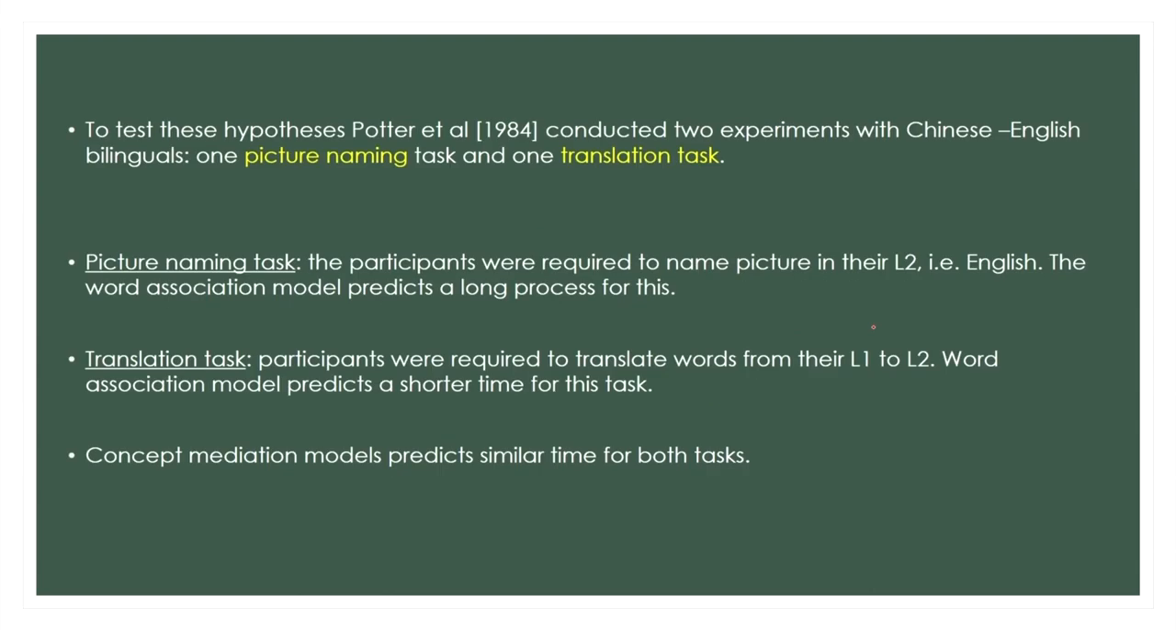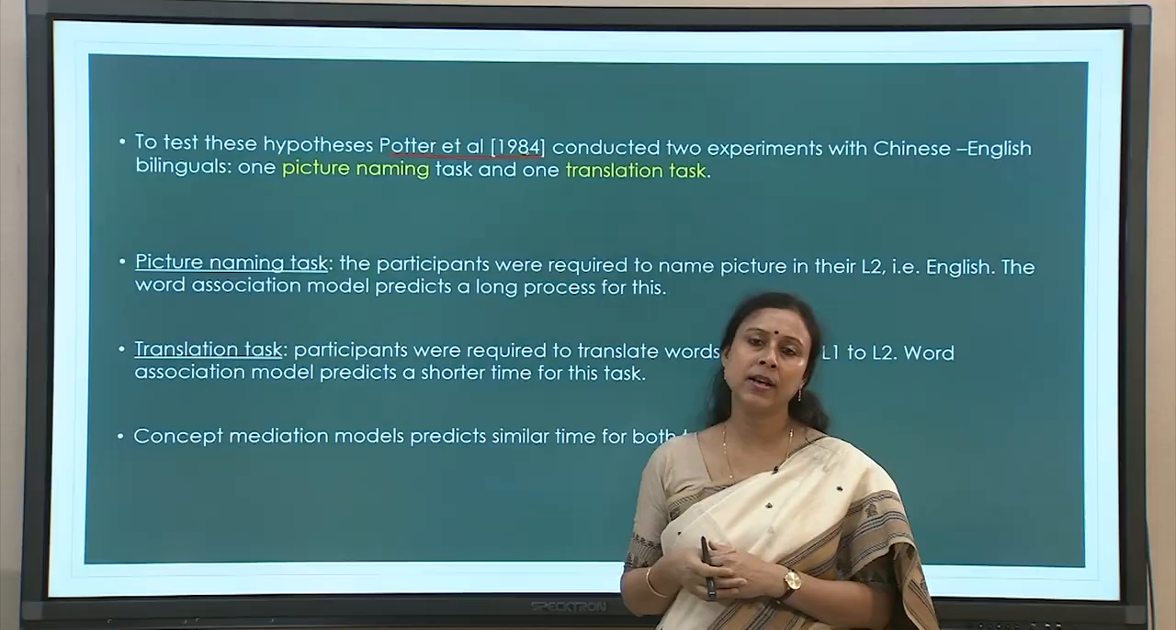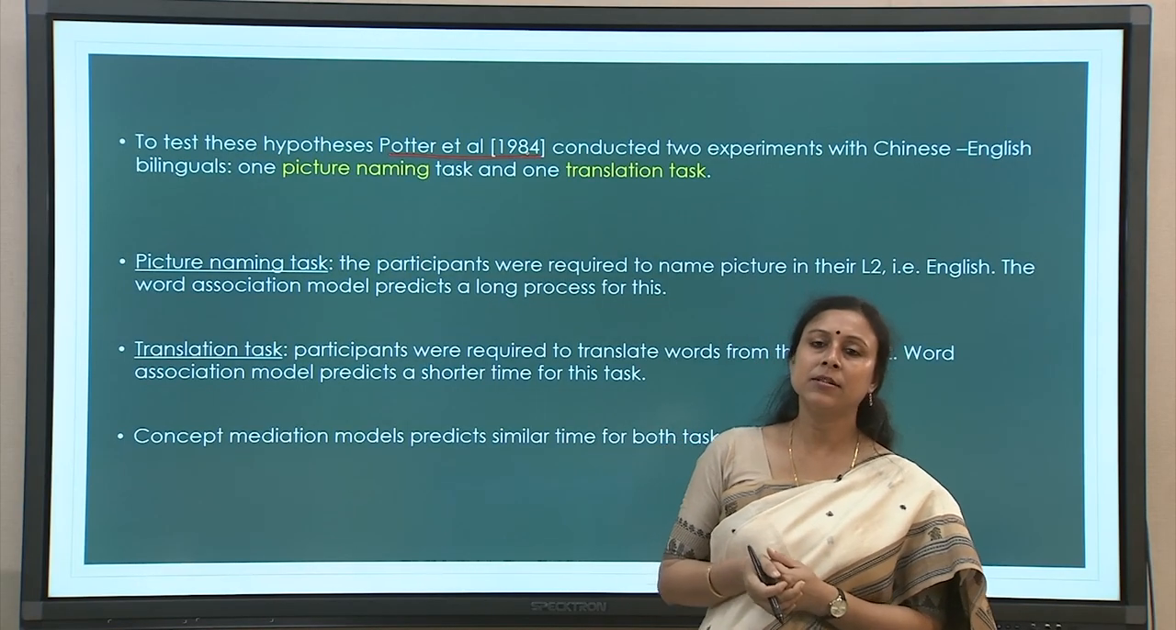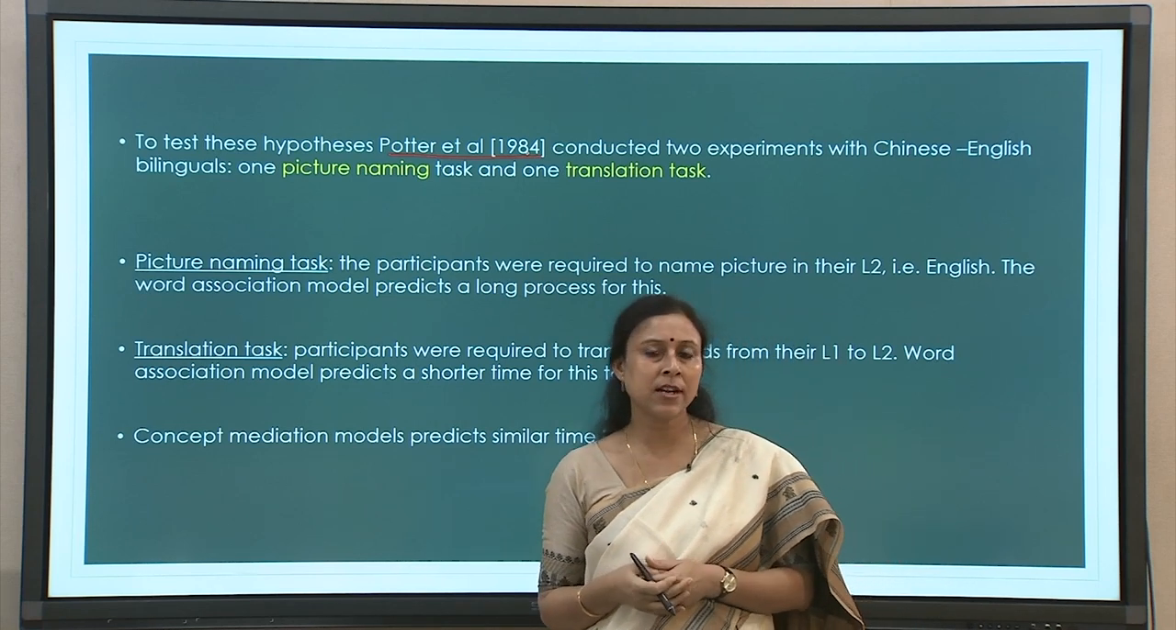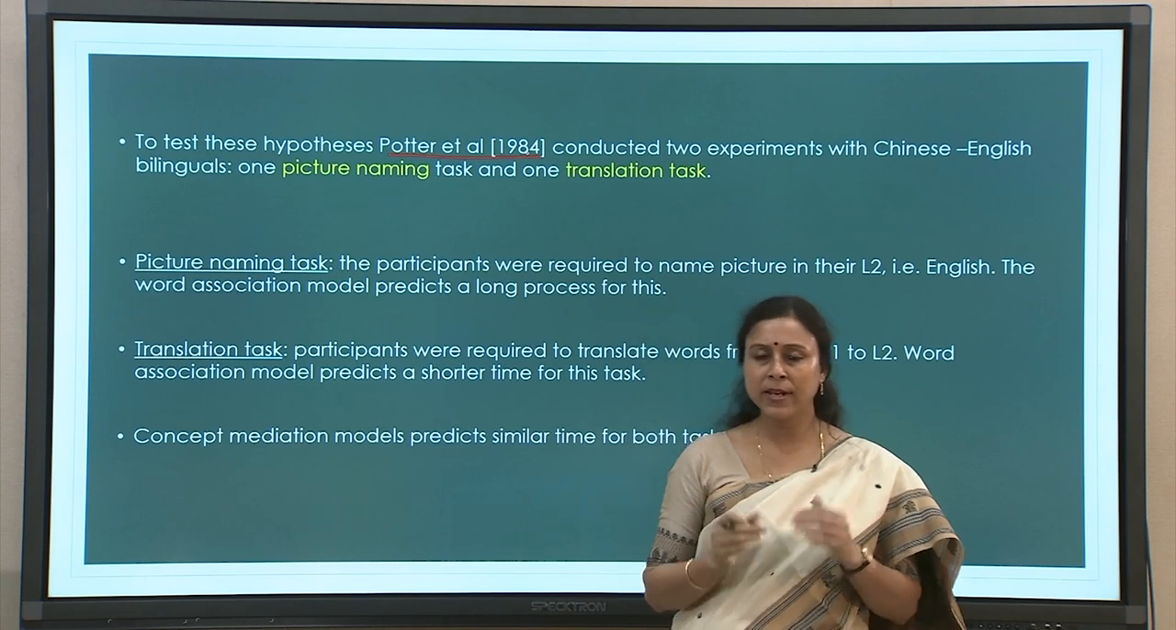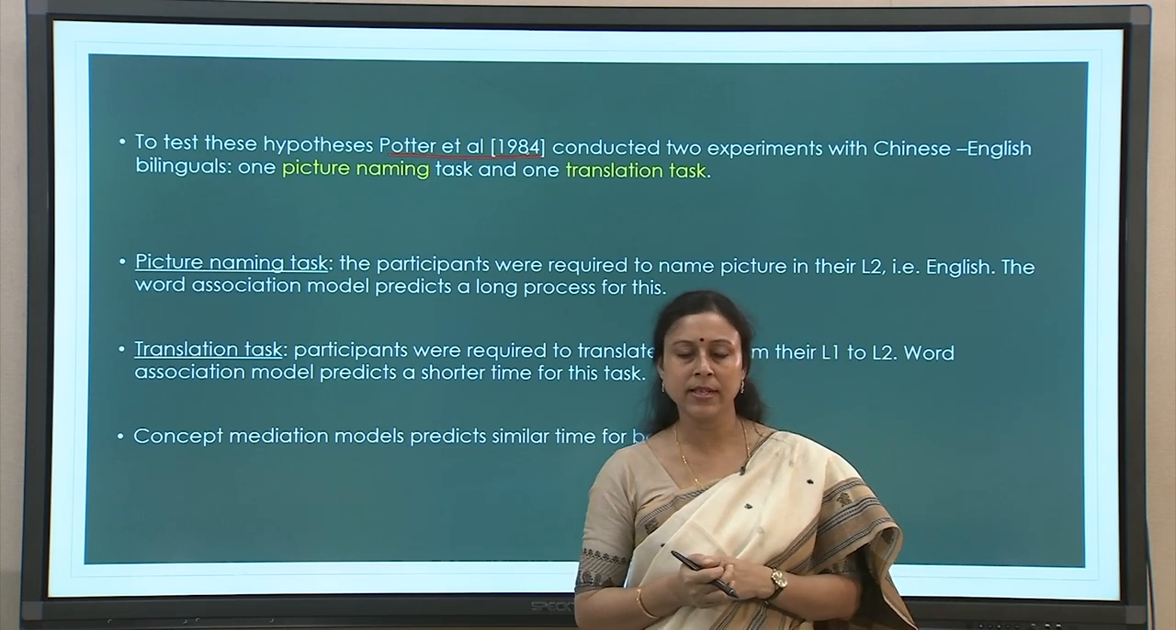And in order to find out what exactly happens, to test these two hypotheses, they conducted two experiments. This is the most well known of the work, 1984. This study was done on Chinese English bilinguals. There were two tasks. One was called picture naming, the other a translation task. What happens in a picture naming task is there will be a number of pictures. Now these pictures are not like photographs, they are line drawings. So only the outline of the object will be there, a very rudimentary sort of picture.